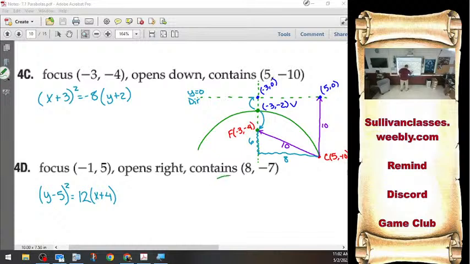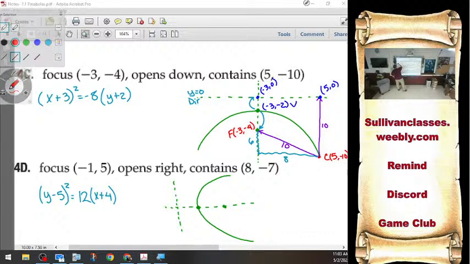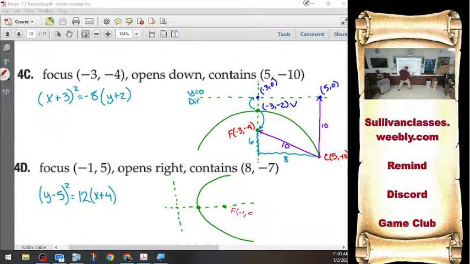Opens right. Generic parabola to the right. Axis of symmetry. Directrix, vertex, focus. It tells you there's a focus, -1, 5. It contains the point 8, -7.